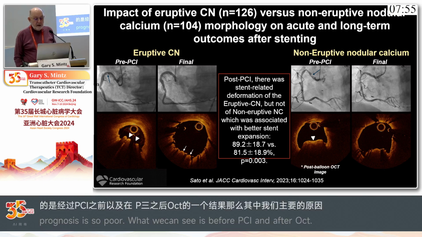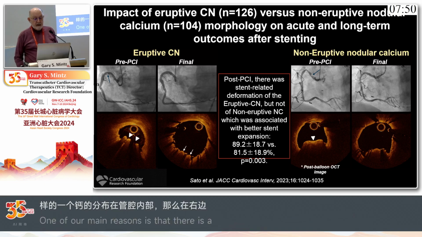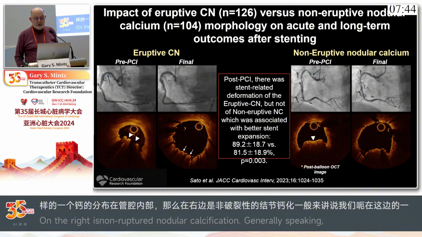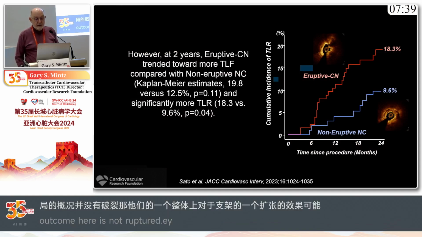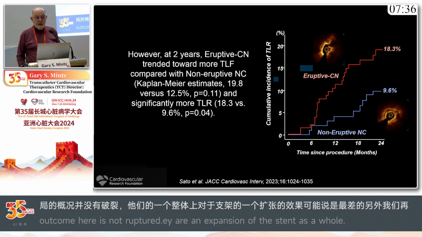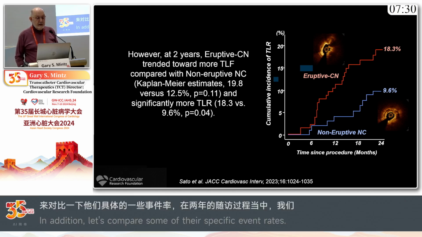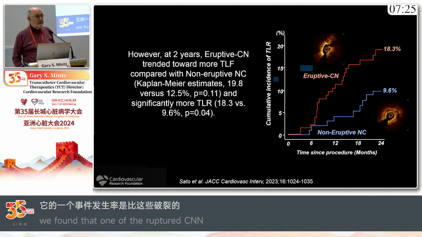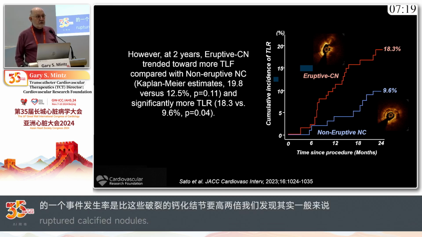While on the right, a non-eruptive nodular calcium, because of the nodule as well as calcium opposite the nodule, has a worse stent expansion. Nevertheless, when you compare the event rates, the event rate of an eruptive calcified nodule at 2 years of follow-up is twice that of non-eruptive nodular calcium. So this is the one situation in which bigger and better does not lead to a better long-term outcome. The better acute result in eruptive calcified nodules does not translate into better long-term outcome.